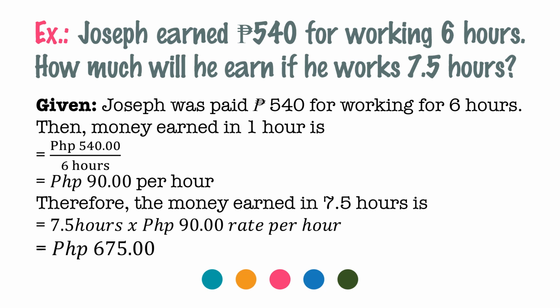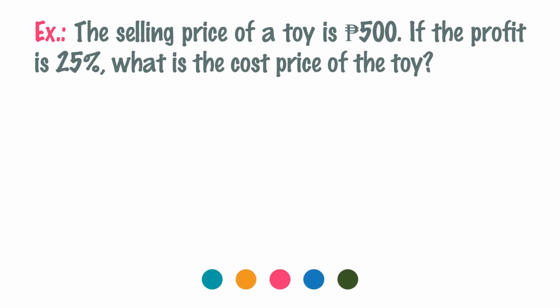Okay, congratulations for getting the correct answer. Next problem. The selling price of a toy is 500 pesos. If the profit is 25%, what is the cost price of the toy? Now, the selling price of the toy is 500 pesos, right? So from the given problem, we know that it is 500 pesos, the selling price, and the profit of the seller should be 25% from the original or the cost price.